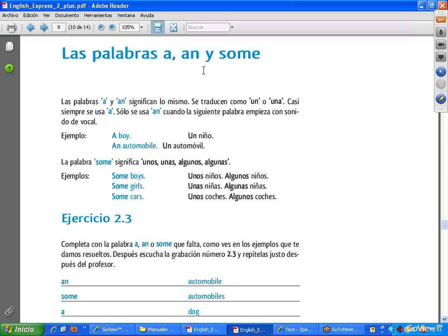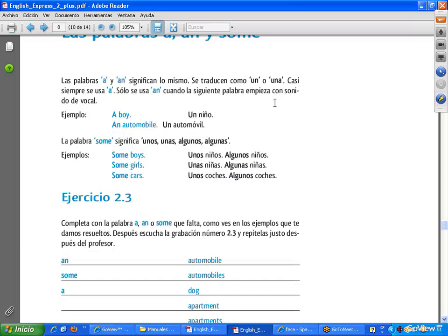Well, we use the definite to mean something certain. We use the for something certain. And we use the indefinite to mean in general. Okay? When we are talking about una cosa en particular, we use the. When we are talking about algo en general, una cosa en general, we use a or an.